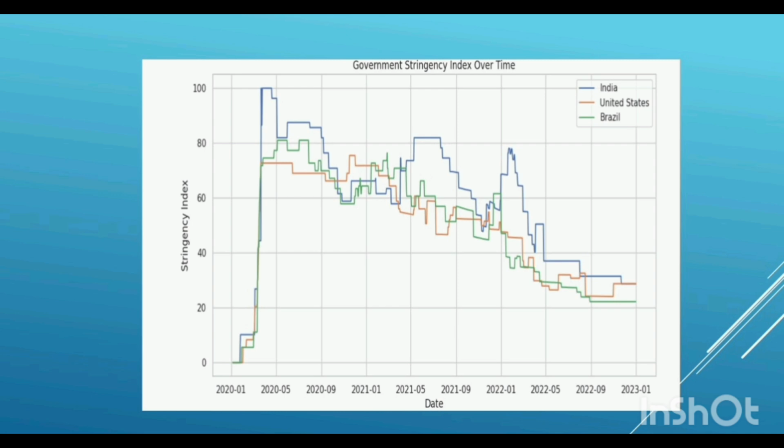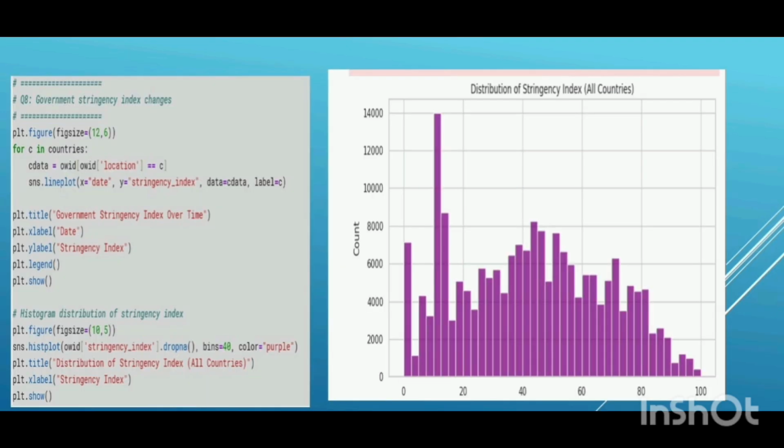I studied the stringency index, which measures how strict policies were, such as lockdowns and travel restrictions. For India, the USA, and Brazil, the line plot showed governments tightening restrictions during waves and relaxing them later. A histogram of stringency across all countries showed that while most countries had moderate policies, some periods had extreme lockdowns, especially in 2020.